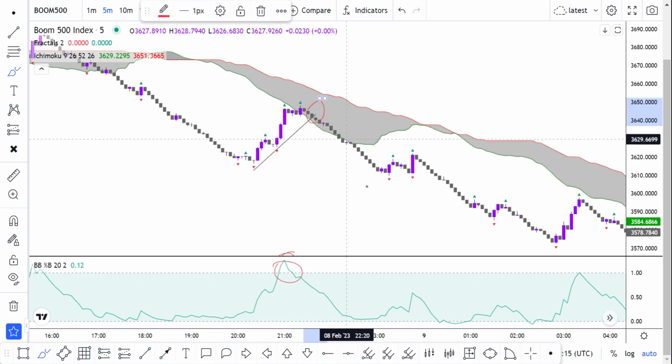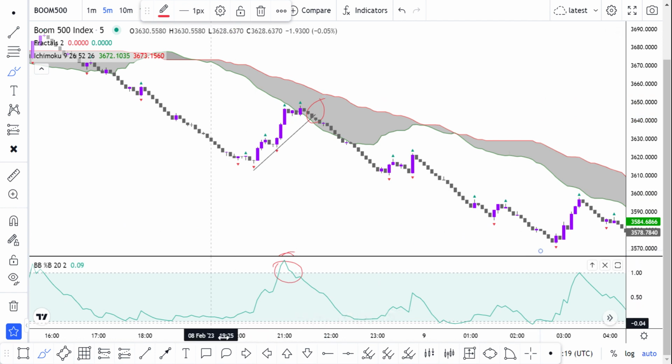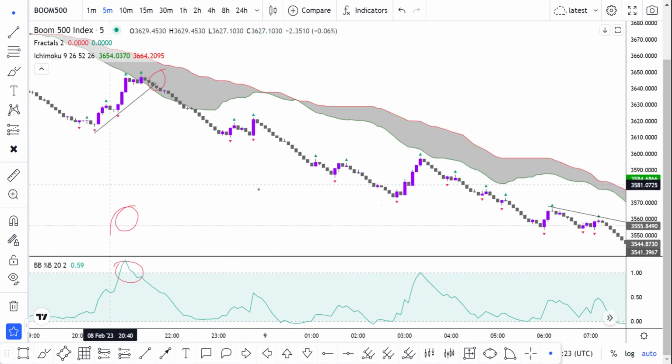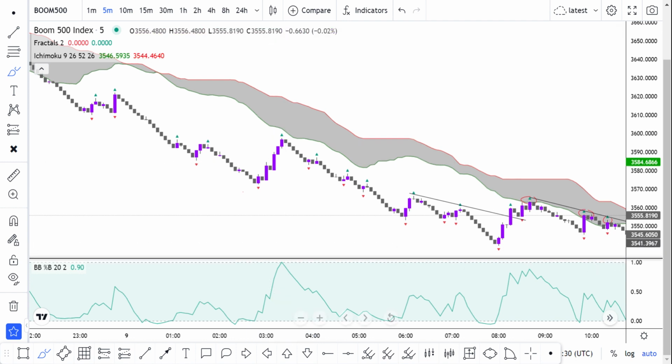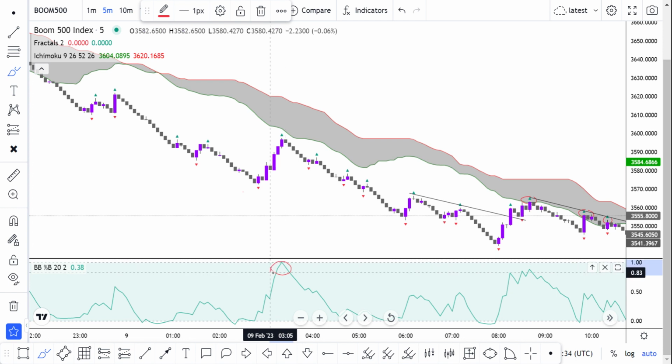Now, these are against spikes, but I'm just trying to show you that it works. It works everywhere. Now, look at another example. Now, look at this one. It's very interesting. Now, we had the BB band get to the what? Oversold. Sorry, overbought level. Why, this is the oversold.